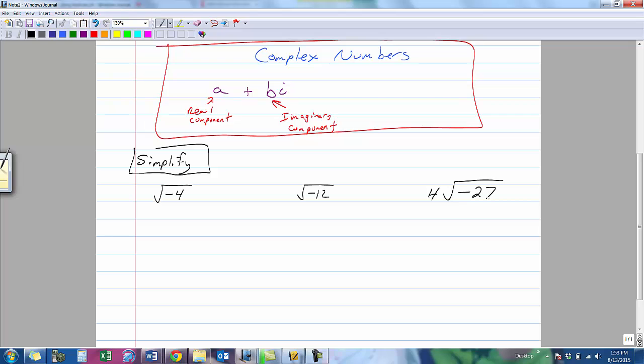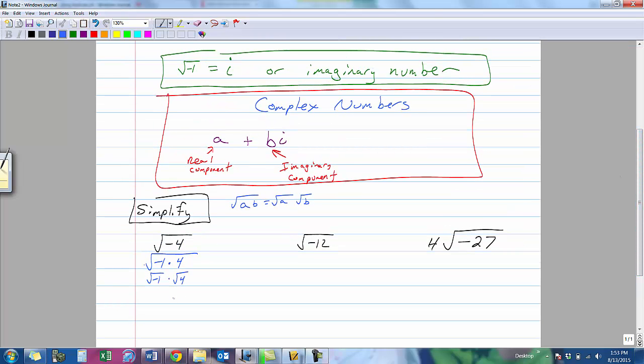The first one, just like yesterday, we talked about square root of 4. Square root of 4 is 2, but because it's got this negative, yesterday we talked about if we have the square root of a times b, it's the same thing as the square root of a times the square root of b. Think about this one like this. This is the square root of negative 1 times 4. You with me on that? So that means this would be square root of negative 1 times the square root of 4. Square root of negative 1 is, we just talked about that up here, that is i. Square root of 4 is 2.